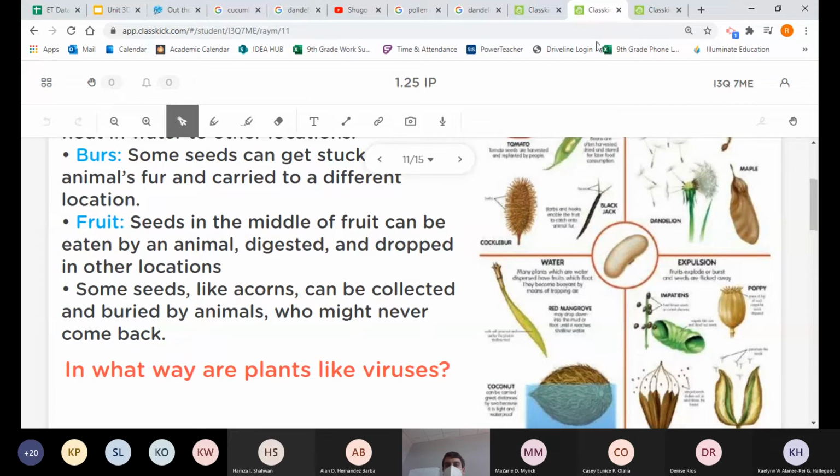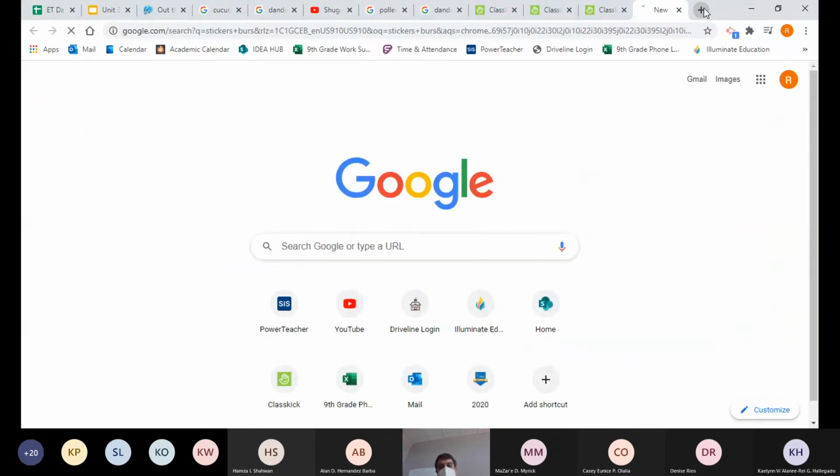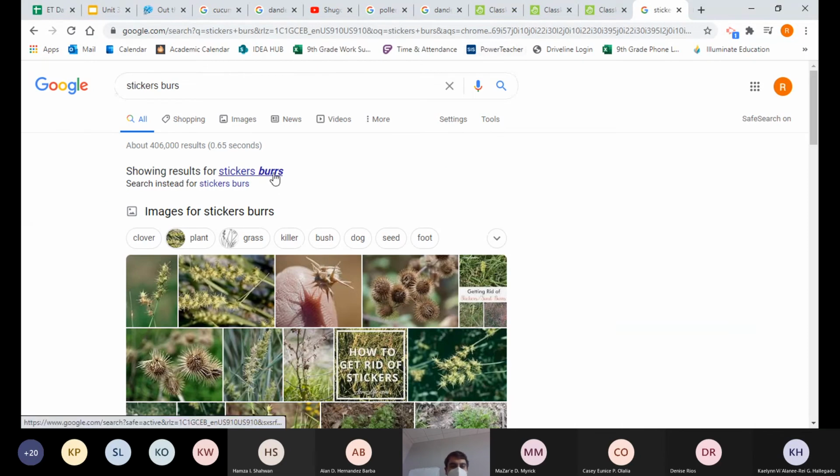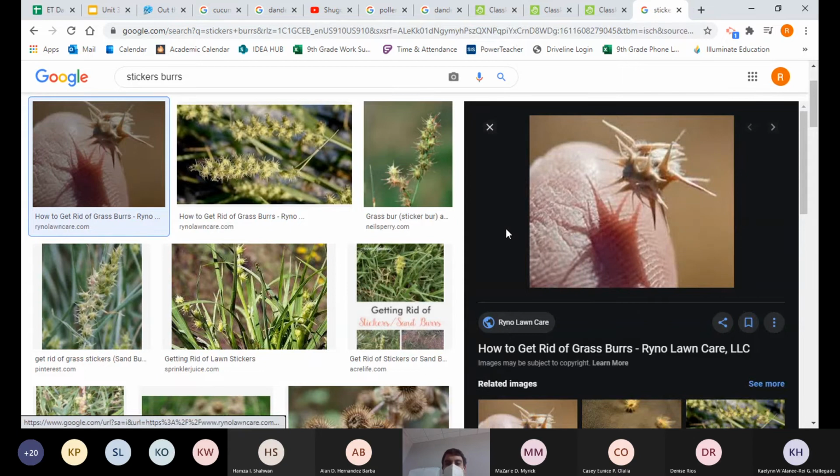Burrs. When I was growing up, we had what were called stickers. Right? I don't know if you've ever seen one of these before. So these are not just like pests for no reason. The reason that these exist is because inside that burr, there's a seed.